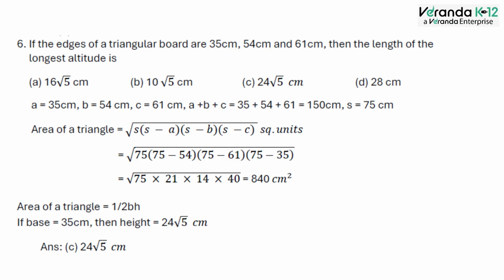So the area using Heron's formula, that is root of s into s minus a, s minus b, s minus c. Using Heron's formula, the area of the triangle is 840 centimeter square. Then equating this area with half into base into height, and the question asked is the longest altitude. Longest altitude means the base should be shortest. Out of the three, the shortest length is 35 centimeter. So if the base is 35 centimeter, then using this area we can tell the height is 25 root 5 centimeter. Therefore the correct option is C.